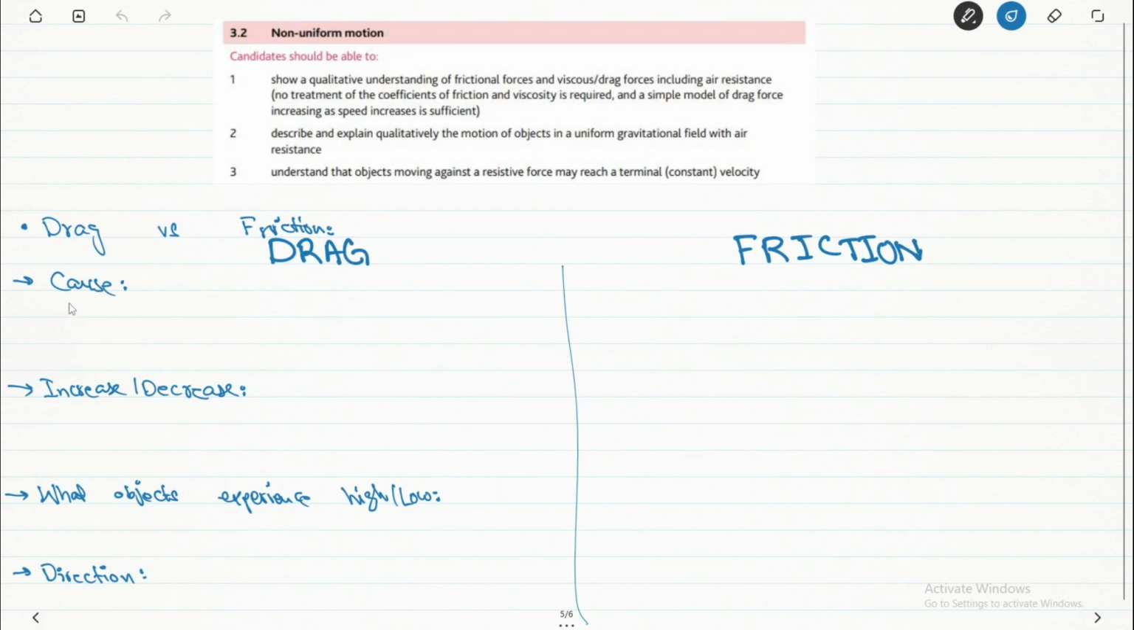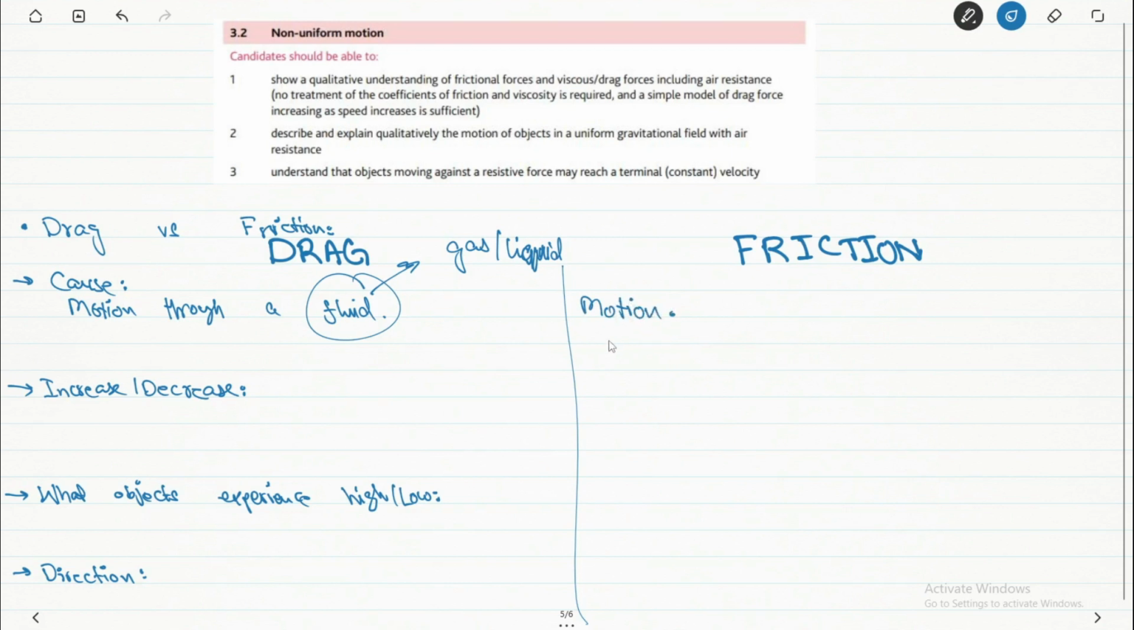So the cause is obviously for both, it is motion, but for drag, motion through a fluid. Now, what the word fluid means is gas slash liquid, right? Whenever moving through a gas such as air or liquid such as water, an object basically experiences a resistive force called drag, right? Now, friction is the same as drag in terms of motion, right?